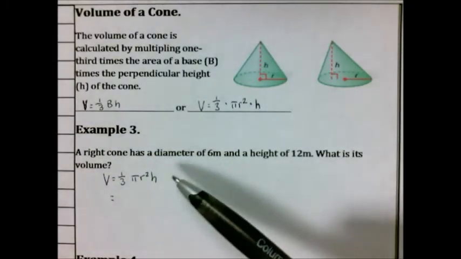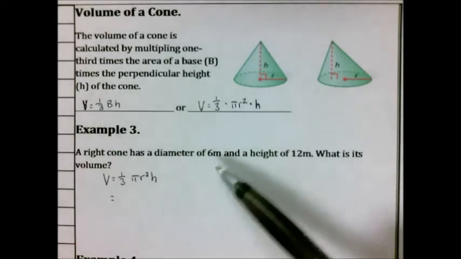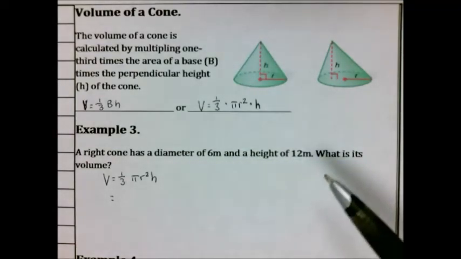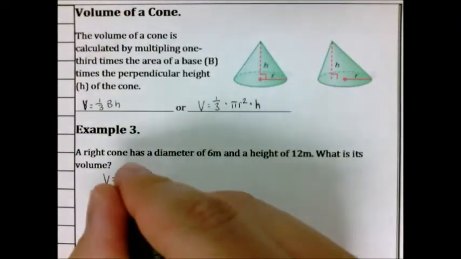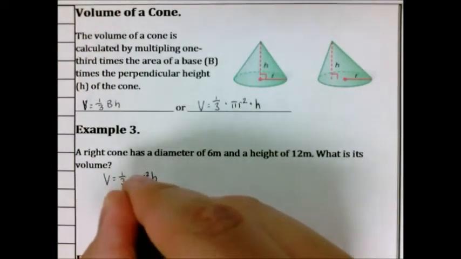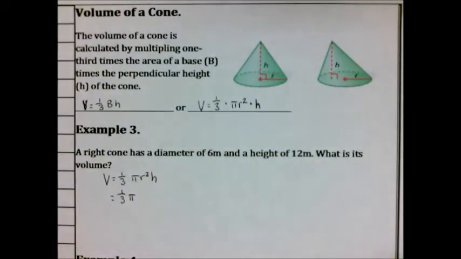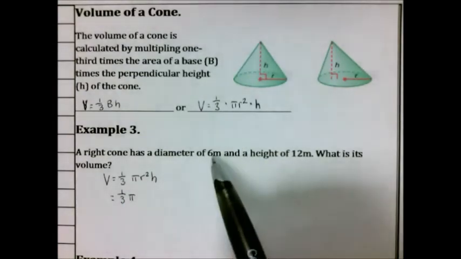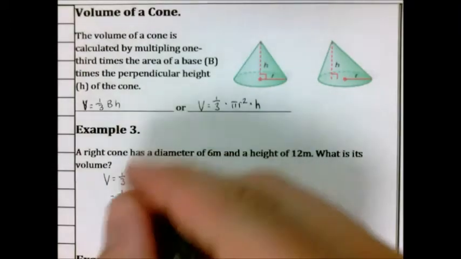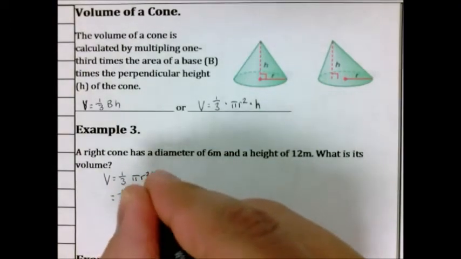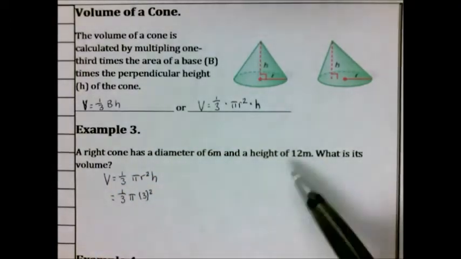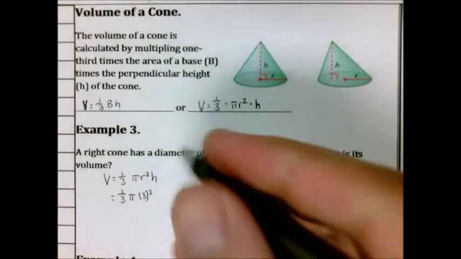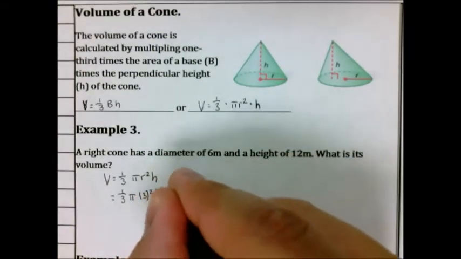Now we know it's a right cone, and it has a diameter of 6 meters and a height of 12 meters, and we want to know what its volume is. And so all we have to do is just plug in the pieces of information that we know. We already know r because we know the diameter is 6 meters. Radius is half the diameter, which means our radius has to be 3, squared now. And the height is 12 meters. So we're going to multiply it by 12.